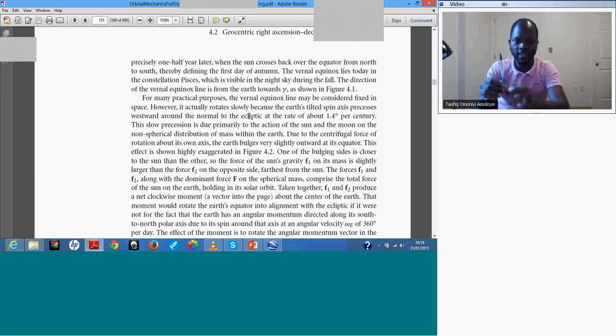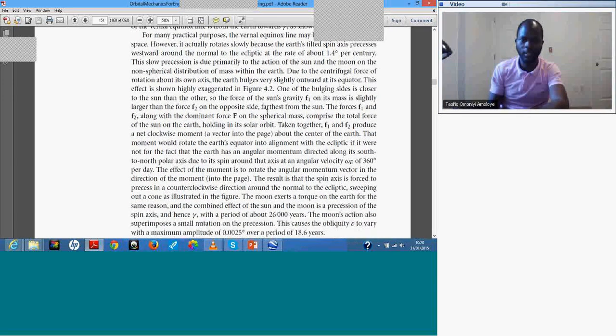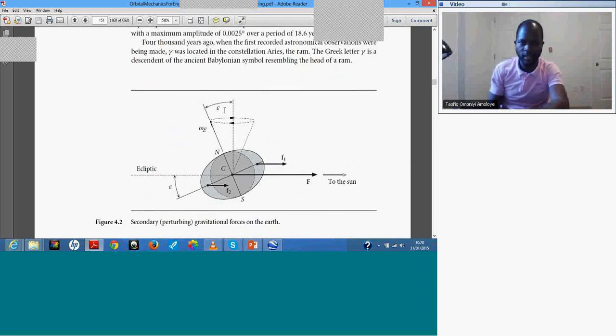So that is what precession means. What we are seeing is that the Earth's tilted spin axis precesses around the normal to the ecliptic at the rate of 1.4 degrees. This is the spin axis, and it is tilted to the ecliptic by the obliquity. So it precesses around the normal to the ecliptic. That means it moves westward. The center of the Earth stays in one single position, but this line moves around the normal to the ecliptic.